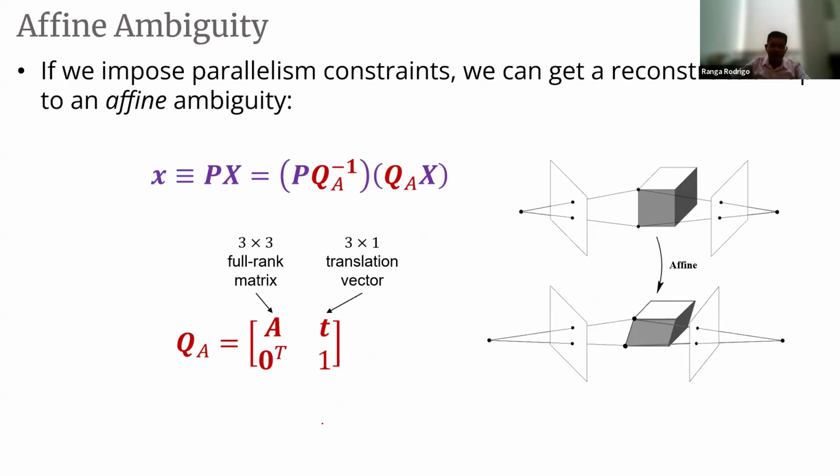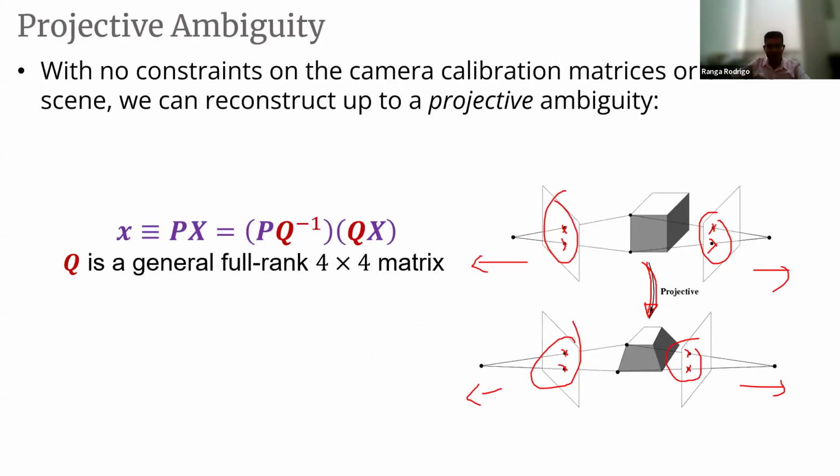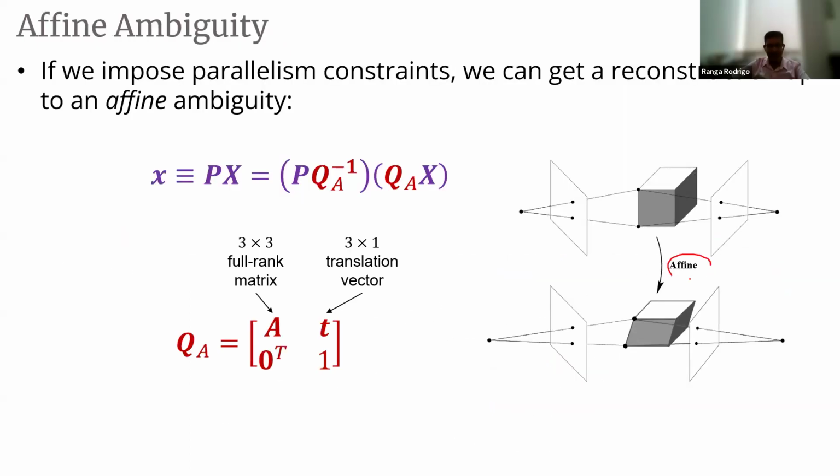Yeah. So if we impose a parallelism constraint, we can get a reconstruction up to an affine ambiguity. Okay, what I said here was wrong. It's not an affine transformation that has been done here. It's a projective transformation. I'm sorry about that. It was right there. So this is an affine one. So a cube becomes a rhomboid. If we impose parallelism constraints, we can get reconstruction up to an affine ambiguity.